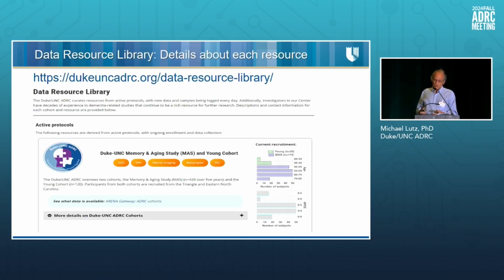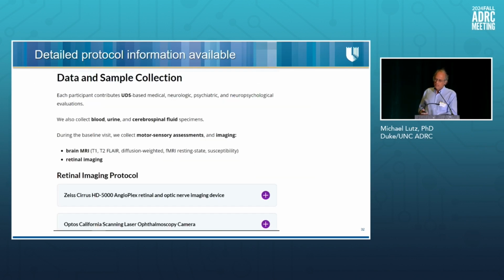One of the first deliverables from the Data Concierge project was to put together detailed descriptions of each resource, including data on the current composition of the resource, as seen on the right for cohort enrollment numbers. The same approach for generating these graphs is used for the ARENA Gateway Query Tool, which we'll cover in a minute. The various resources are organized into a resource library, with the analogy being that each resource is a book, and you can skim the table of contents and read the details. Detailed information on specific protocols is available, for example, for retinal imaging.